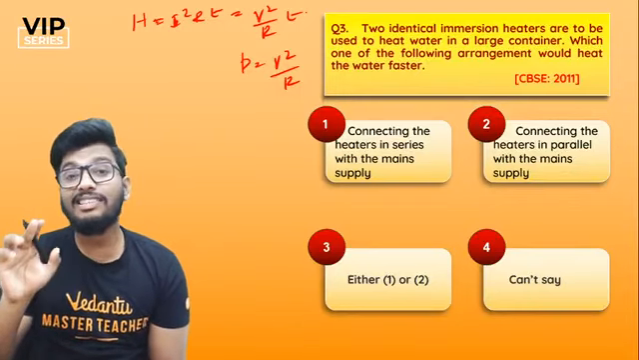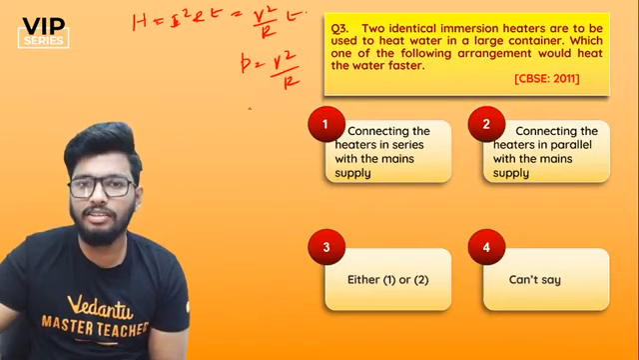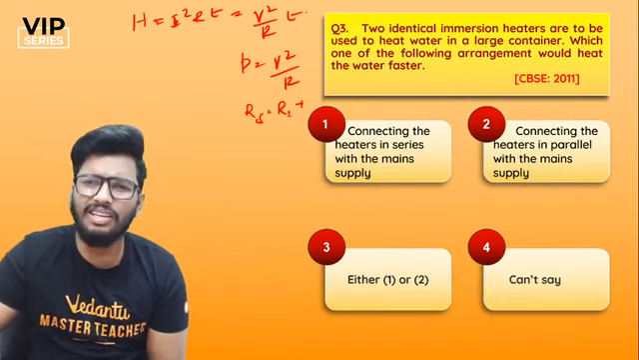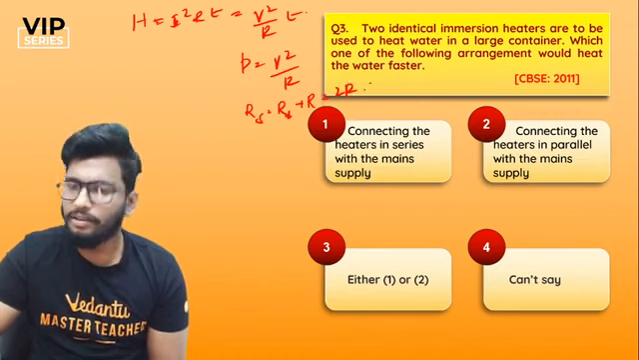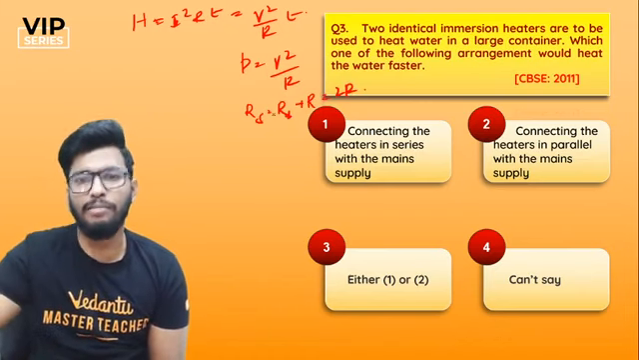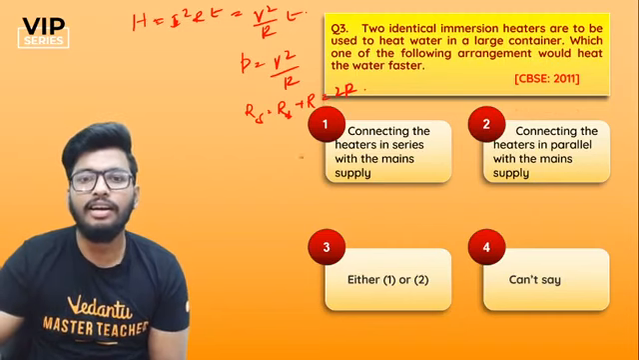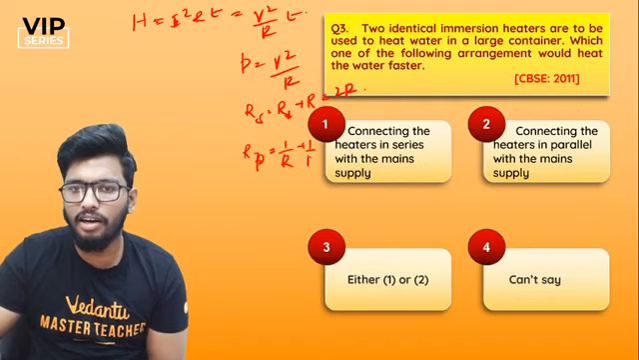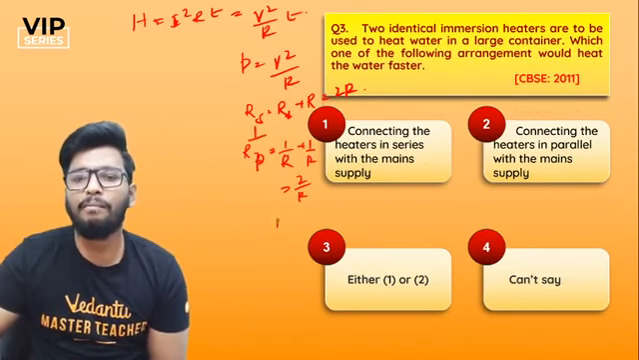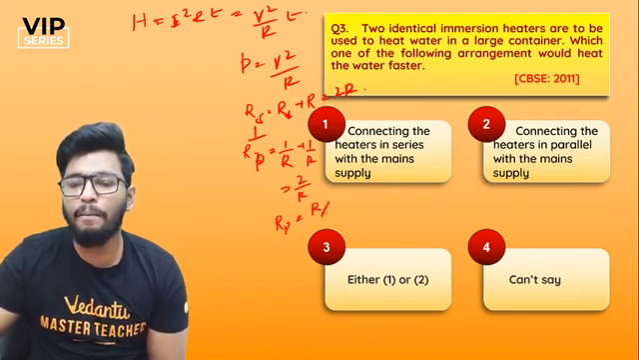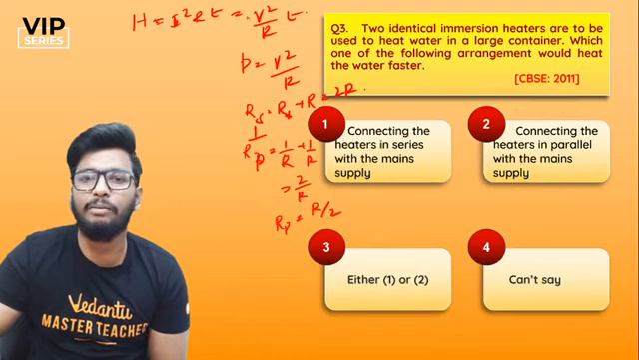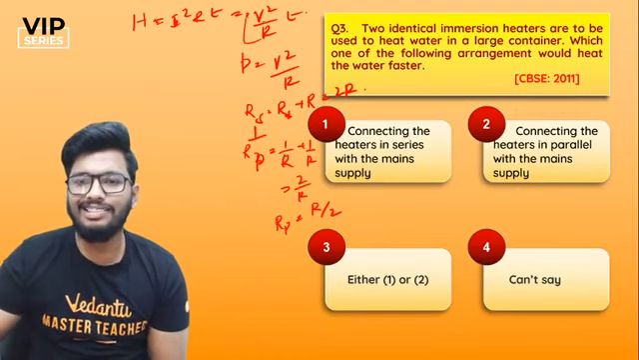Now, when it's connected in series, what will be the resistance? It will be R plus R, which is equal to 2R. Let's say that both of them are the same resistors, so resistance is also the same. Now in the second one, when they're connected in parallel, it will be 1 by R plus 1 by R, which is nothing but 2 by R. So this is 1 by RP. So what will be RP? RP is equal to R by 2. Now substitute this value in this equation. Let's take T as 1 second.